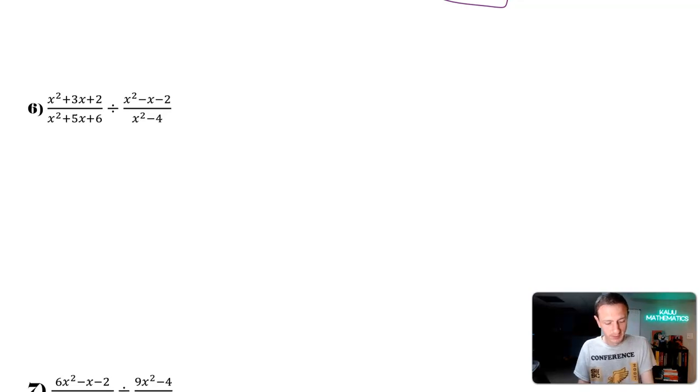Number 6. We have division, so I'm going to change that to multiplication. I'm going to knock out 2 steps in one here. I'm going to change to multiplication, but I'm going to factor everything also. I'm going to take the reciprocal, but I'm going to factor. I don't want to rewrite all this again.